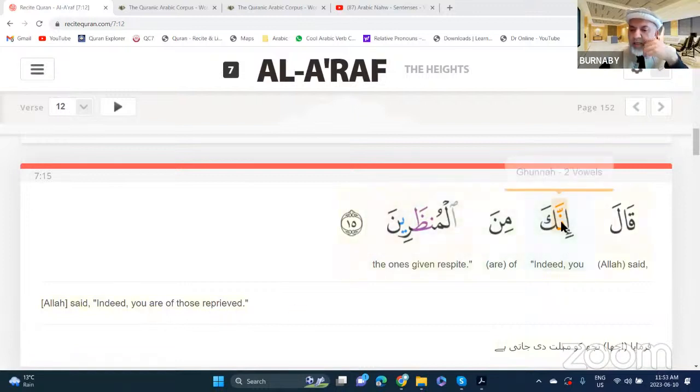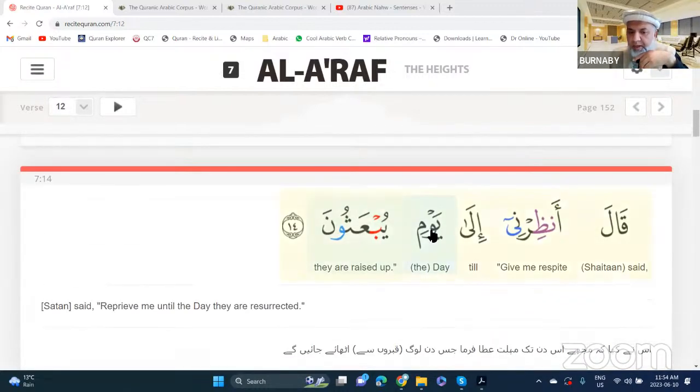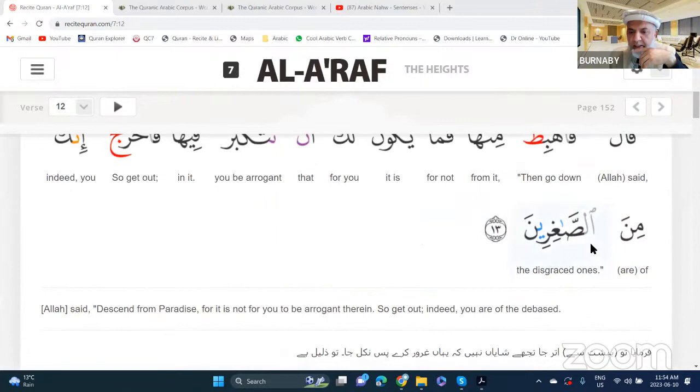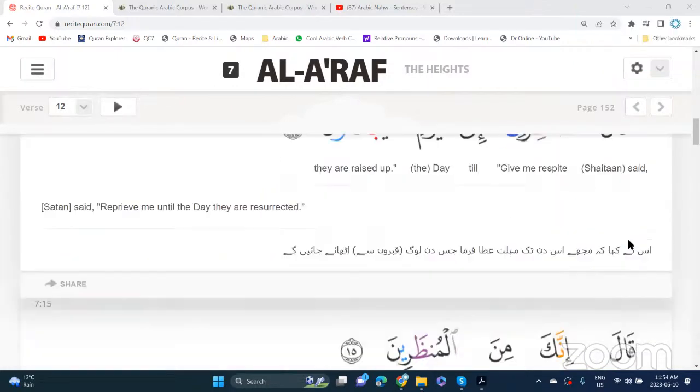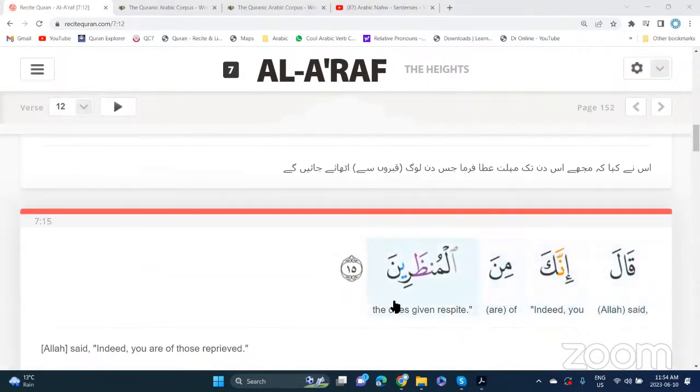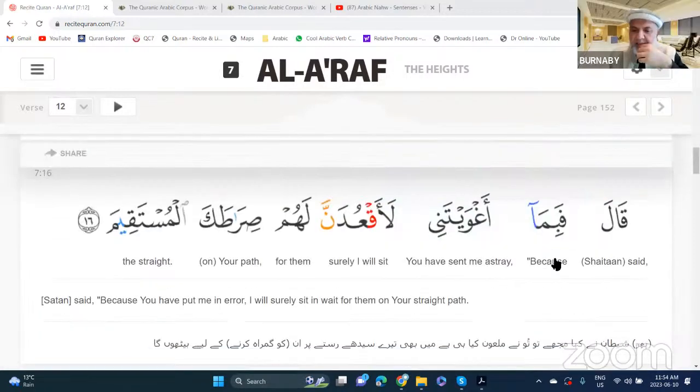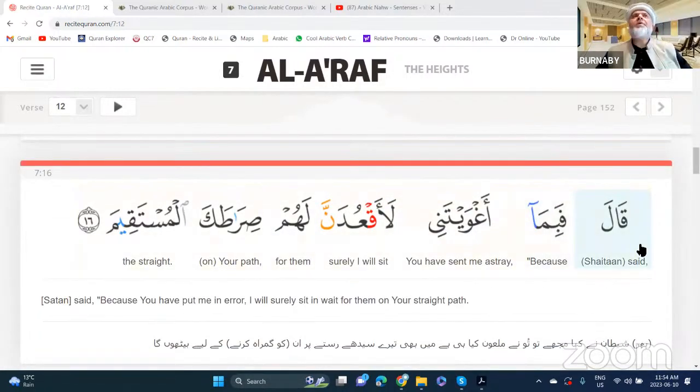So over here, innaka, again, this is an attached pronoun. Minal munzareen. Over here, yawma ila yawmi yub'athoon, and minas sagireen. These are all murakkab e jari. Are you guys able to see that? Yes. So then what he said to Allah after he got the lease on life, or the permission that he got the time till the day of judgment. Look what he said to Allah.